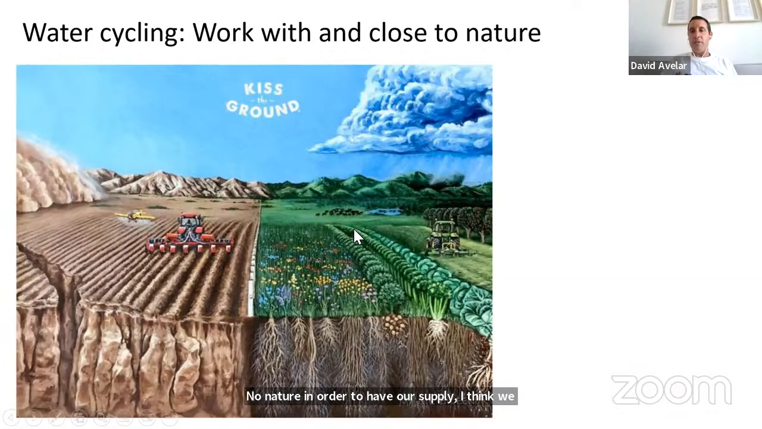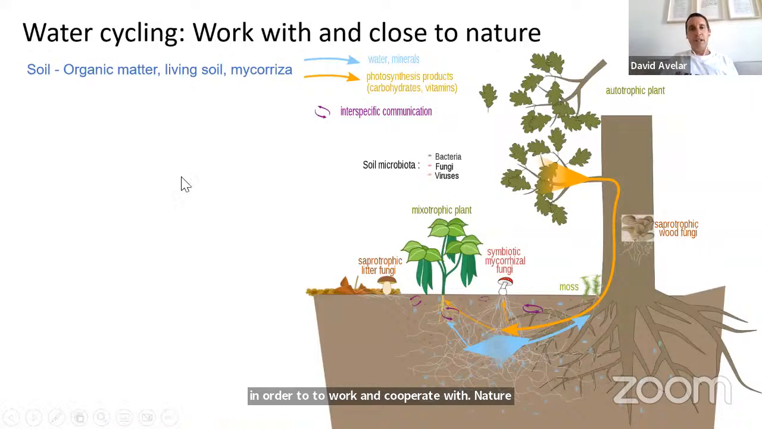So, try to integrate the nature patterns, the root system that Paul just said, but also diversify in order to work and cooperate with nature. I think it's much more smart. Let's do some examples. Let's start with the soil now, from soil to the larger landscape.